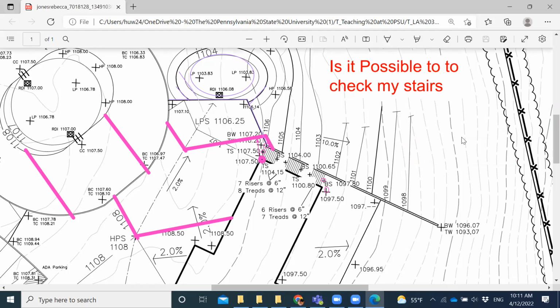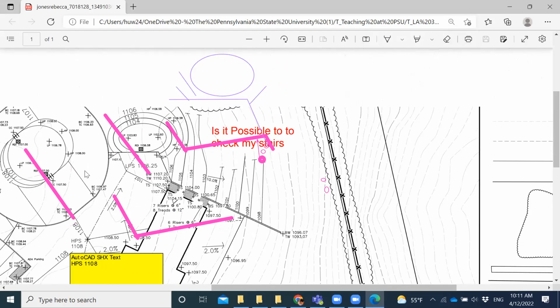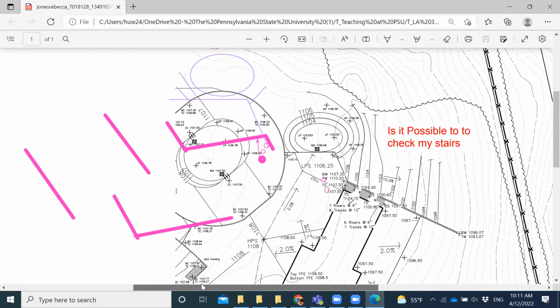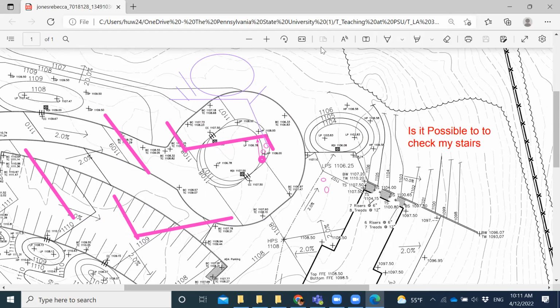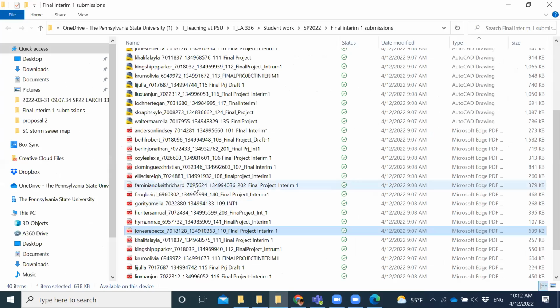Let's see if we missed anything. That's the stairs, right? The last one is the stairs. So maybe we're fine. All right, anything else? I don't think so. Thank you. Okay. Moving forward.